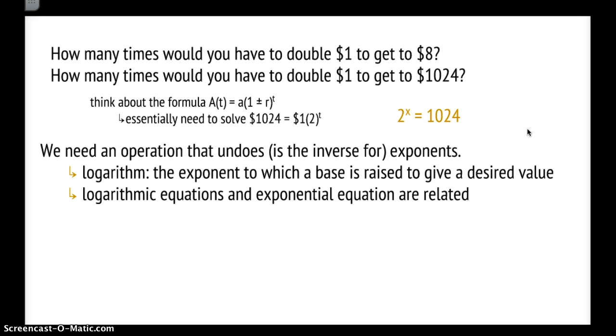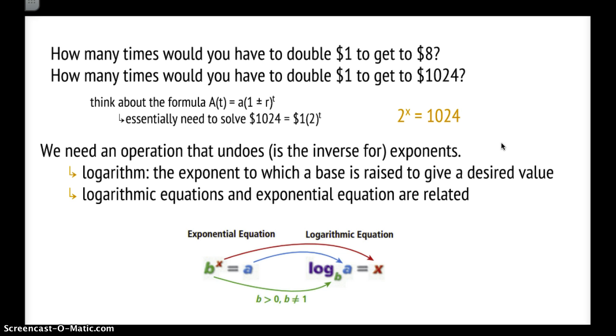As a result, logarithmic equations, because they have the idea of a base and an exponent, are really closely related to exponential equations, and the relationship is shown like this, with this little picture. An exponential equation is written as b raised to the x equals a. 2 raised to the x equals 1024. A logarithmic equation takes those numbers and rearranges them so that we can solve it. A logarithmic equation takes that base and puts it down below here. It takes whatever our answer was, and that's what goes here. And then the exponent is the logarithm. It's what we're solving for.